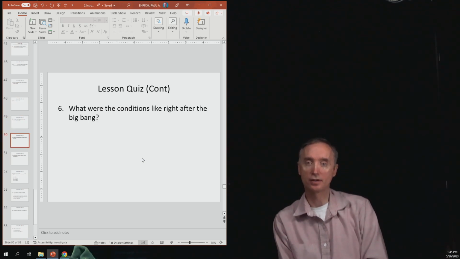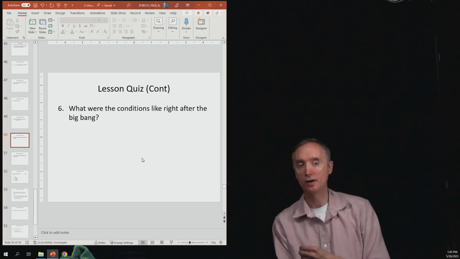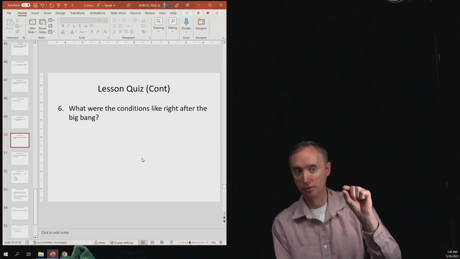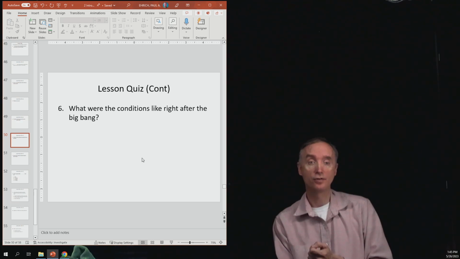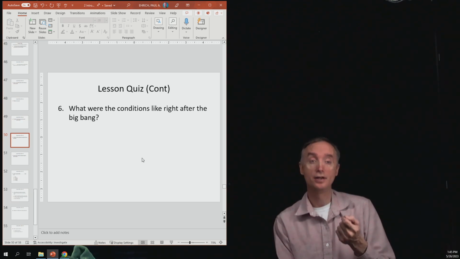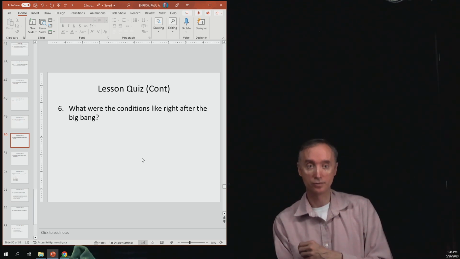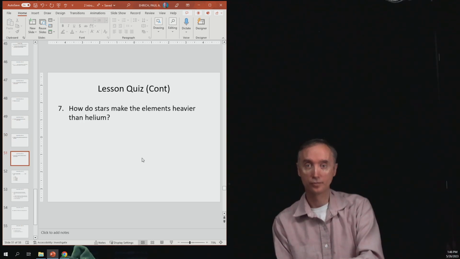Okay, question number six. What were the conditions like right after the Big Bang? So the universe was very small. Okay, the universe was very hot. The universe was very dense. The universe was composed of very simple particles, like quarks.